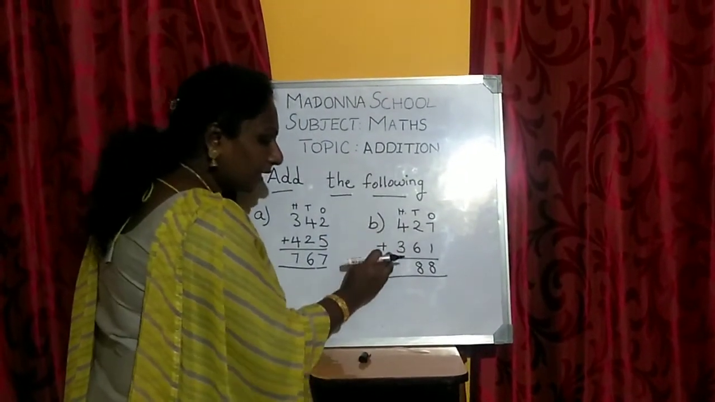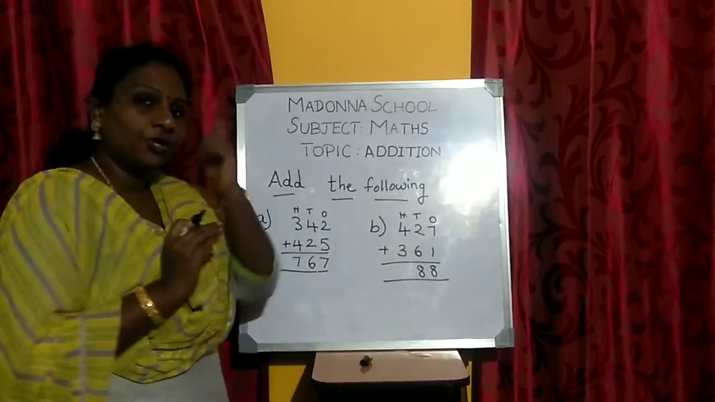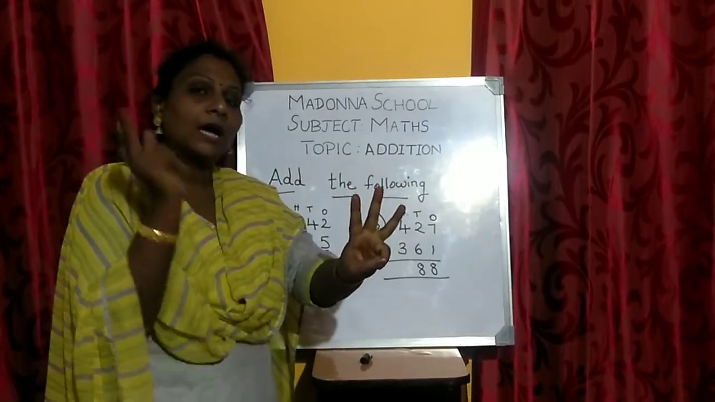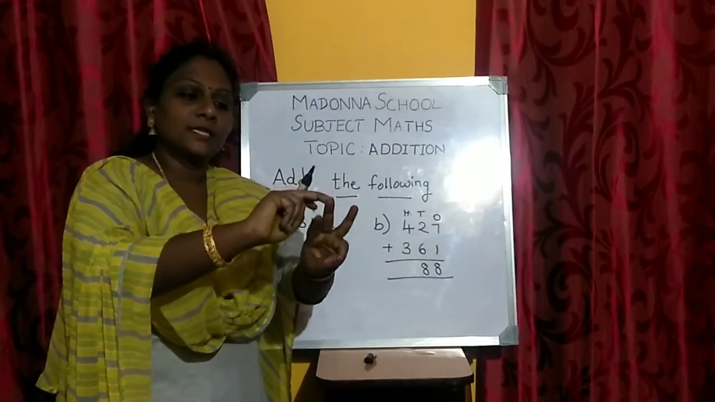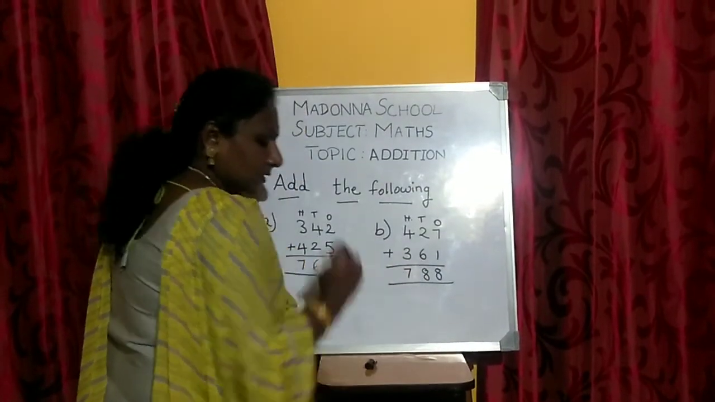Okay. So what is the number in the hundreds place? 4 plus 3. So 4 in your mind, 3 show it on your finger. After 4: 5, 6, 7. So 4 plus 3 is 7.